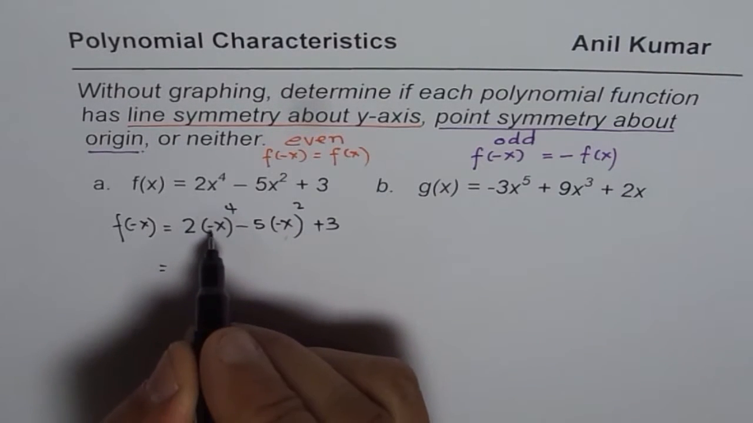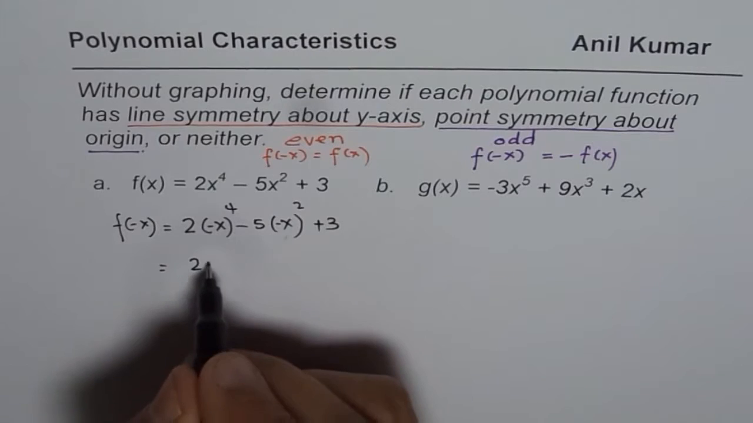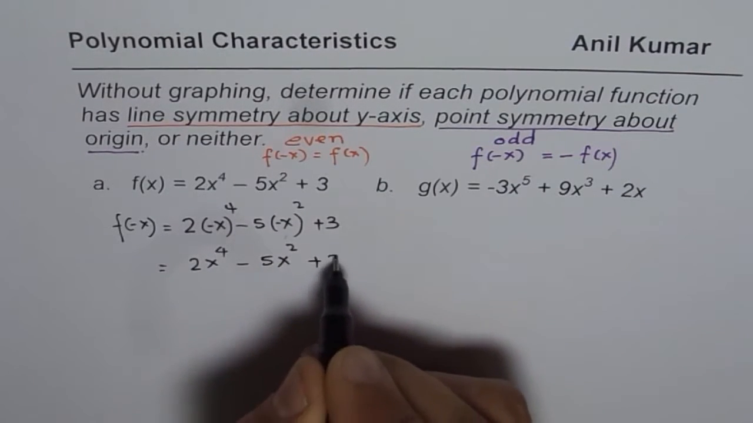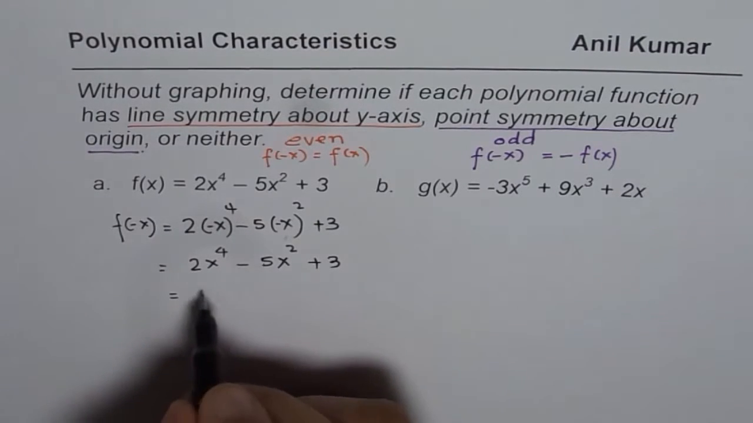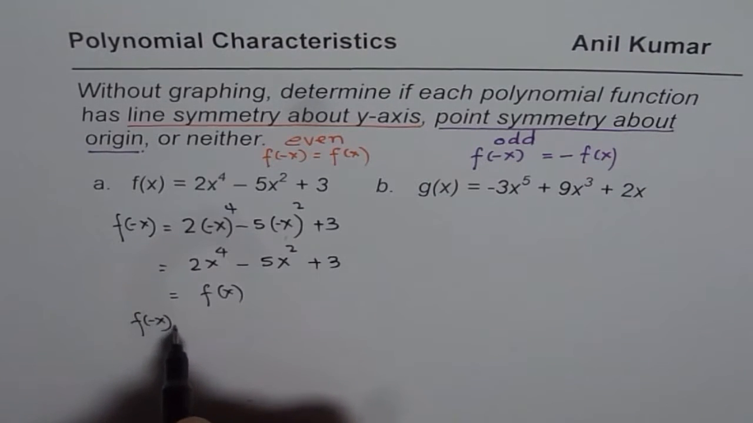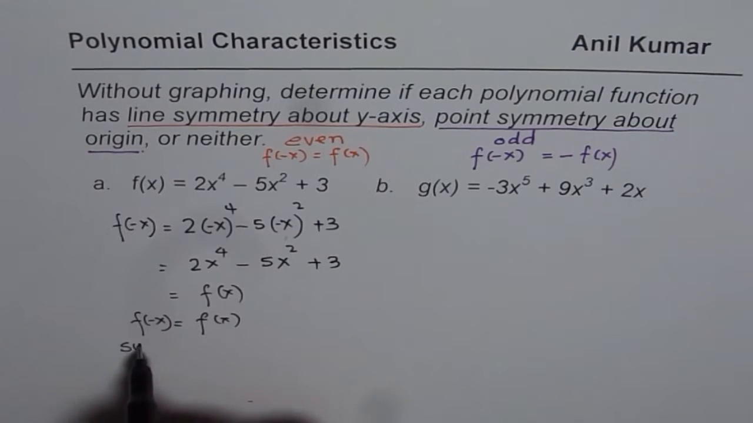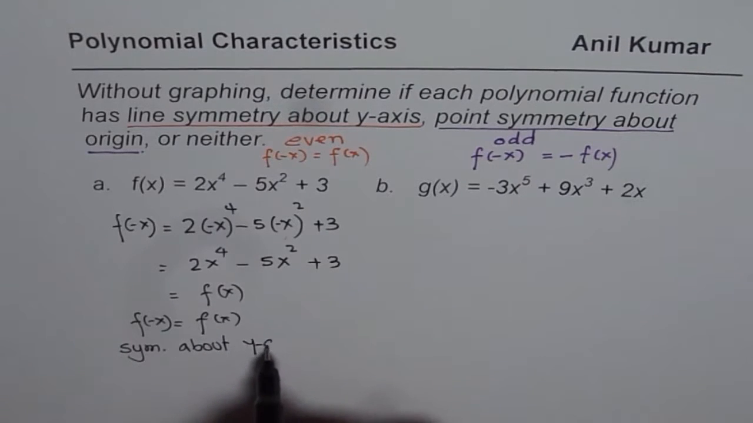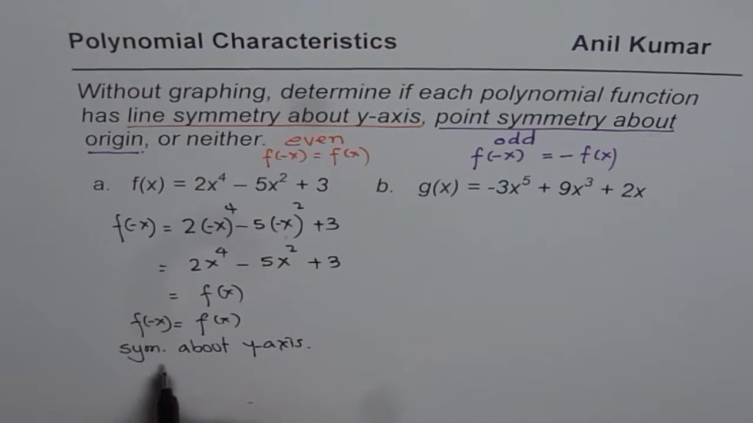Now that gives you, minus power is always positive, so we get 2x to the power of 4 minus 5x squared plus 3, and this is exactly the same as the function itself. So what we notice here is, since f of minus x is equal to f of x, the function has symmetry about y-axis, right? The other way of saying the same thing is that the function is even. Sometimes you may be asked even or odd functions. So we have done the first part.